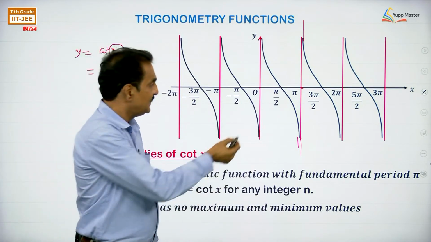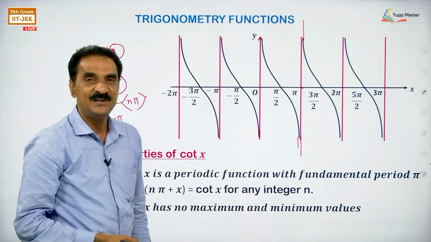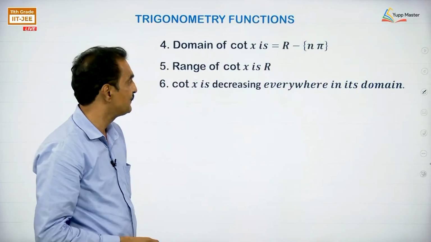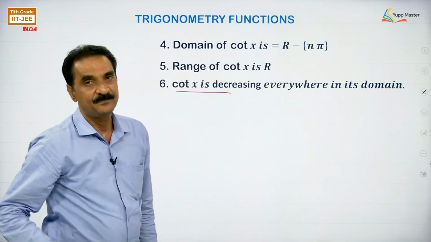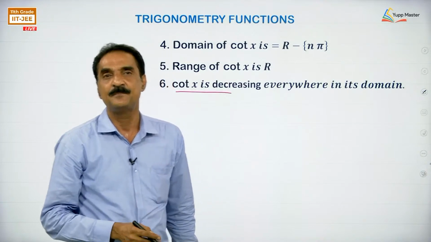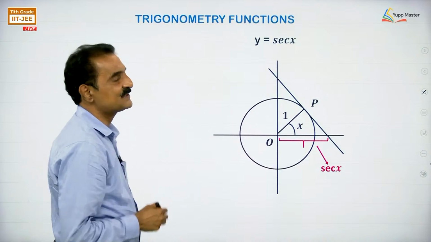Range: cot x can vary from minus infinity to plus infinity. So, the range is all real values, and cot x is decreasing everywhere in its domain. Okay, quickly you can understand. Now, next is secant x.